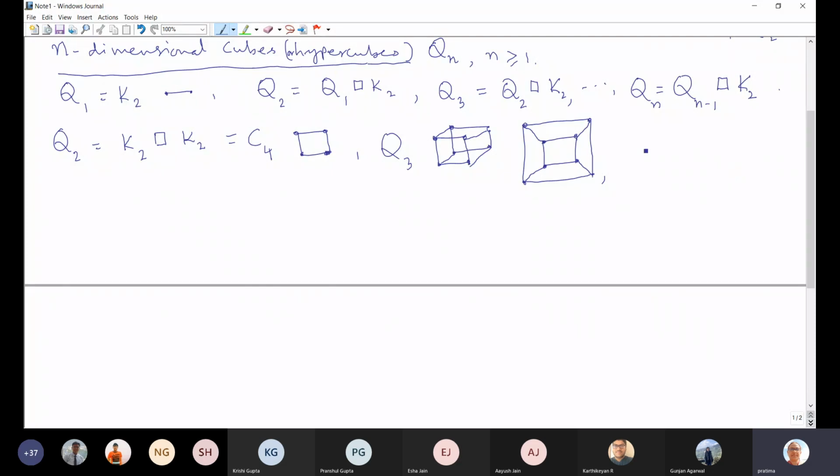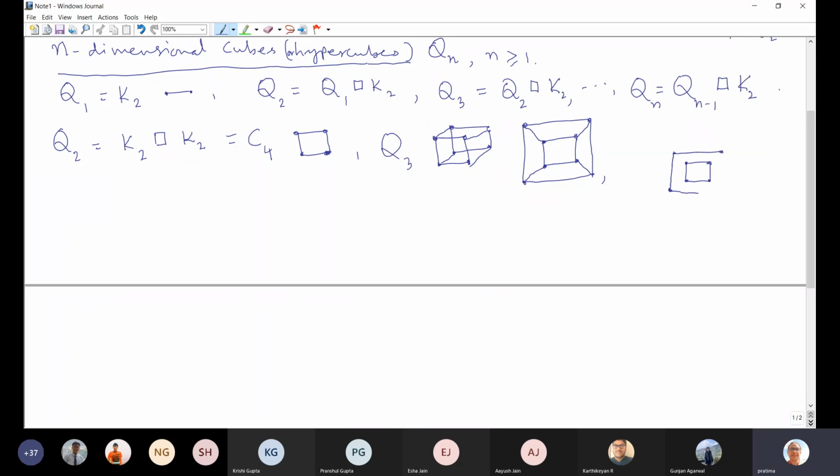Q4 you could have obtained by taking two copies of Q3 and joining the corresponding vertices of these Q3s. There are several ways we can draw it. I can put one cube inside the other, the way I have drawn here. One Q3 I have put inside the other one. Similarly, you can draw this Q4 in several ways.